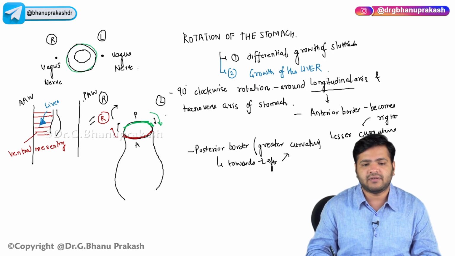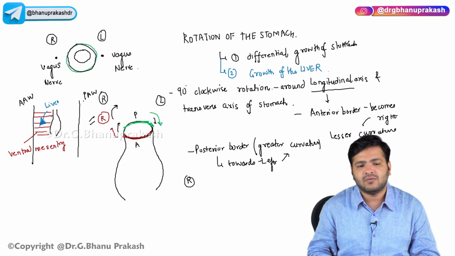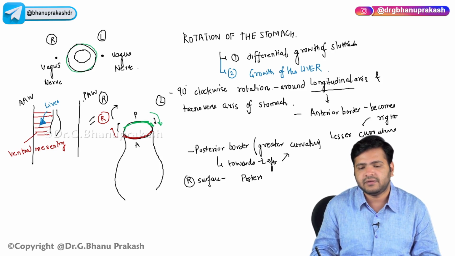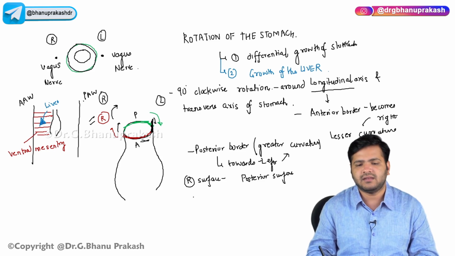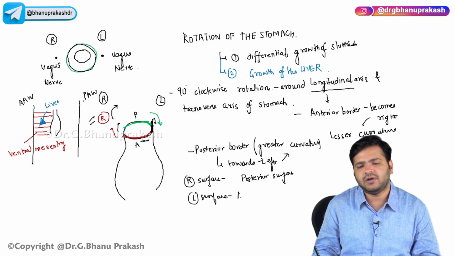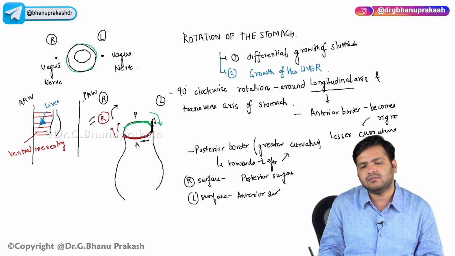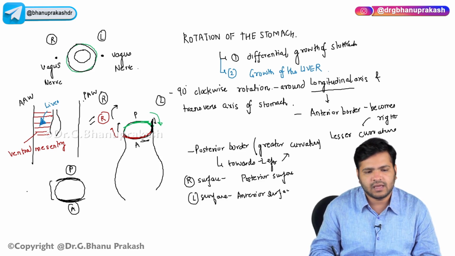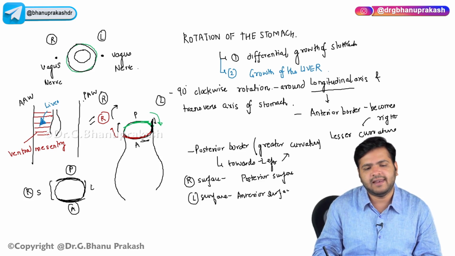right? And what will happen to the right and the left surface? The right surface will go towards the back, okay? The right surface will form the posterior surface, right? And this left surface on this side will come towards the front, right? So the left surface will form the anterior surface. So it is very simple. You already know what is in front: the anterior border, and behind: the posterior border, right? Over here we have the right surface, and over here we have the left surface.